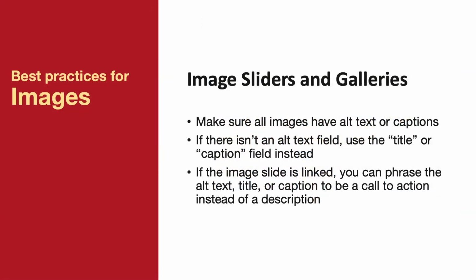So let's talk about image sliders and galleries. Just like single images, image galleries and sliders need to have alt text or captions for each image. Field names may vary in AEM or WordPress, but you're typically looking for a title or a caption field. If the slide is linked, you can even phrase the alt text or caption as a call to action. So for example, if your slide was pointing somebody to your programs page, what you could do is phrase the caption as, learn more about our programs.